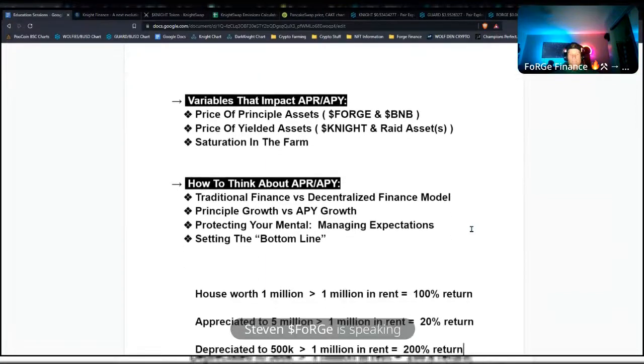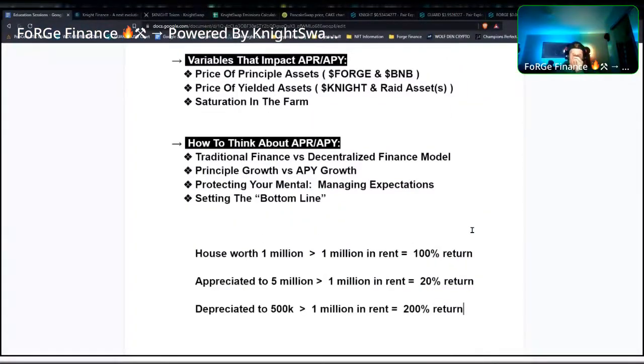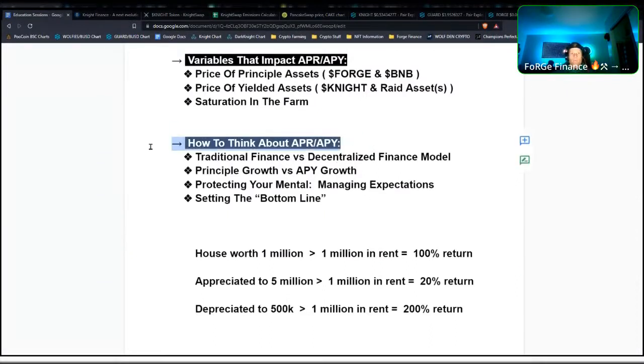That makes sense to everybody? Cool. All right, so just to wrap things up, I don't want to make this too long. I want to keep it concise and to the point, just so that everybody really understands how to look at these things. So now that you understand how APR and APY work, what affects them, and how to think about APR and APY, okay?